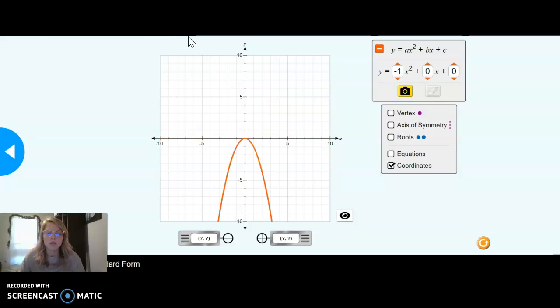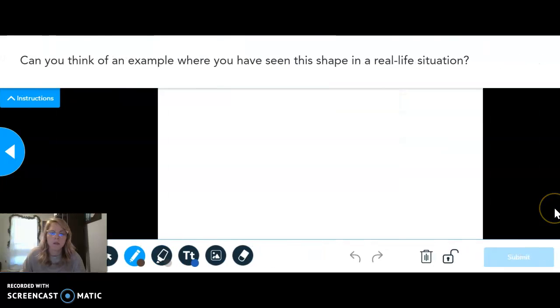Now, what if we change it to a negative? Write your observations in your notes. When we change this a value to a negative, what happened to the shape? Can you think of an example where you might have seen this shape in a real life situation? Write this in your notes. Think of an example and write it down.